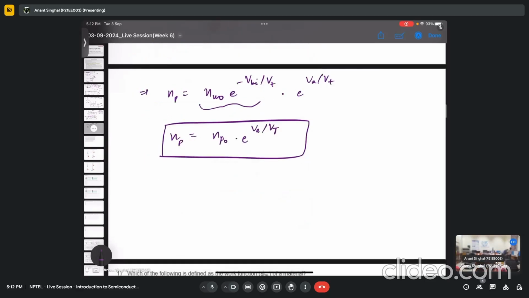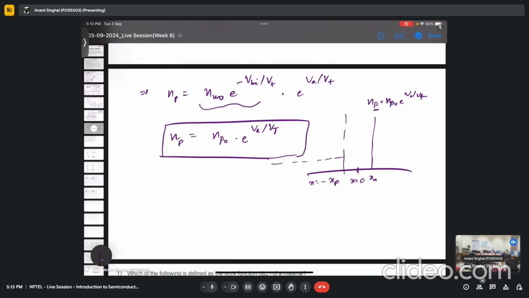So this is for the n side. If I draw a PN junction, maybe you have read this plot. Let's say this is 0, this is xn, this is minus xp. For the n side, what we get is Np is nothing but Np0 exponential of Va over Vt.